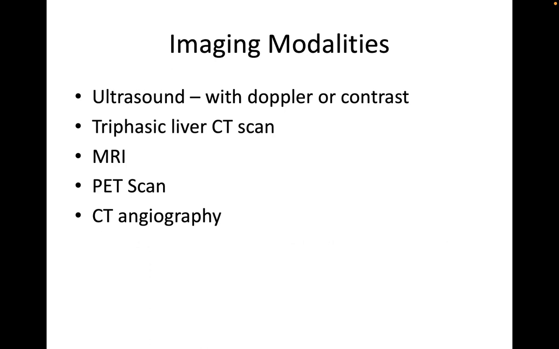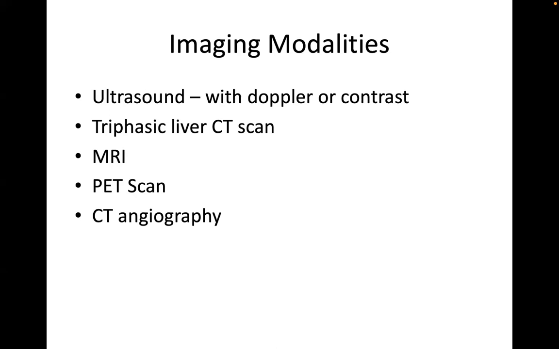The imaging modalities that I'm going to look at here are ultrasound. Ultrasound we can have with Doppler or with contrast, and we can have the triphasic liver CT scan, the MRI, a PET scan, and CT angiogram. I won't touch on the latter ones. I'll just look at the above three, because these are the ones that we are used to, that we normally have.